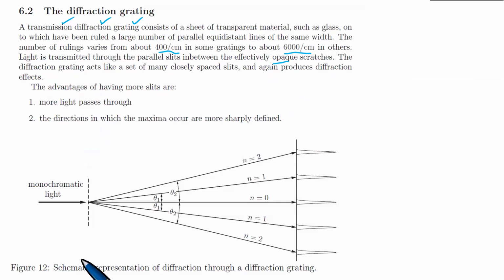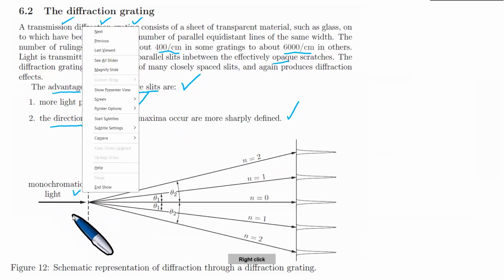Okay, so we have the following. Let's continue. The advantage of having more slits is that more light passes through. So if you have more slits, then more light passes through the many slits. And then the directions in which the maxima occur are more sharply defined.